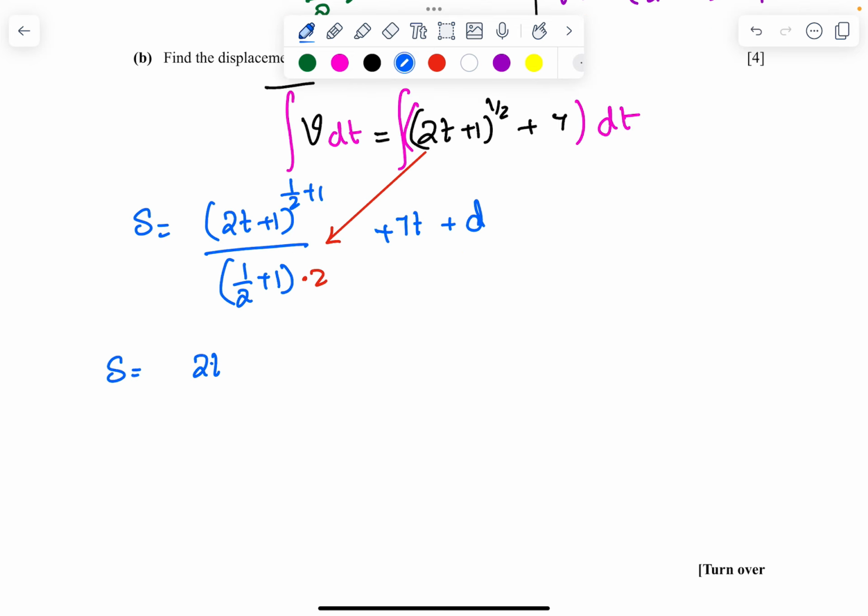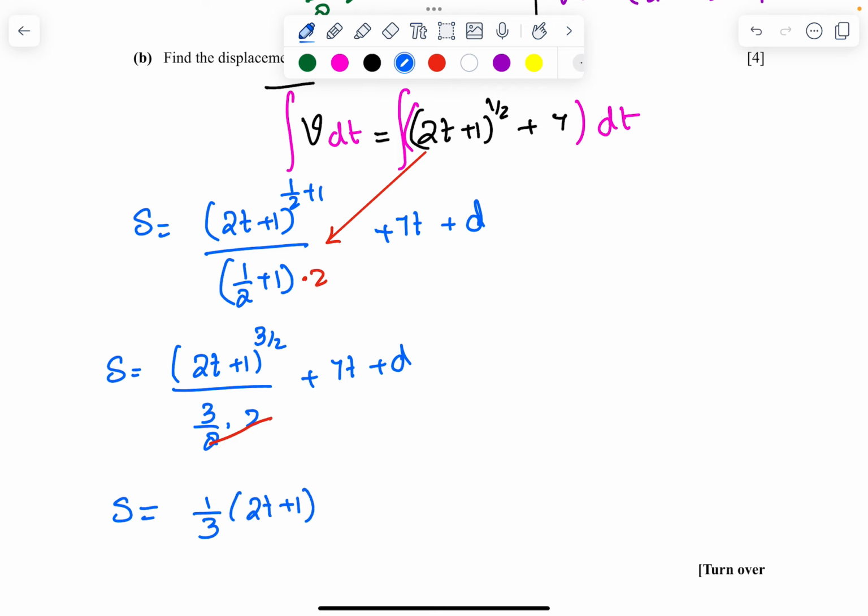S equals (2t plus 1) whole power 3 by 2, by 3 by 2, times 2, plus 7t plus d. So 2 and 2 get cancelled. So what is that displacement? S equals 1 upon 3 times (2t plus 1) whole power 3 by 2 plus 7t plus d.